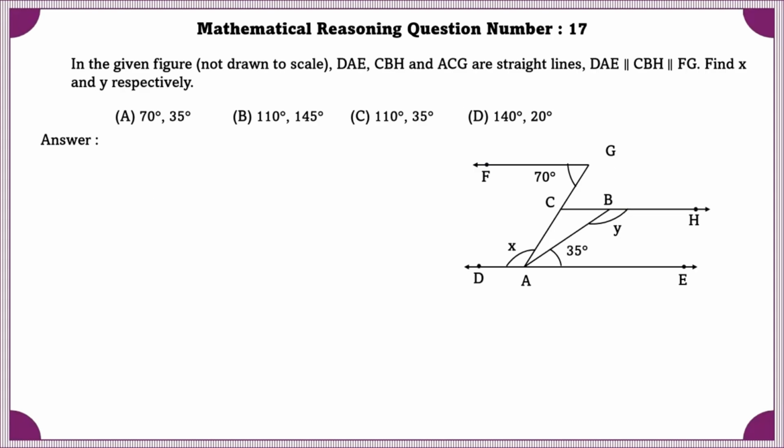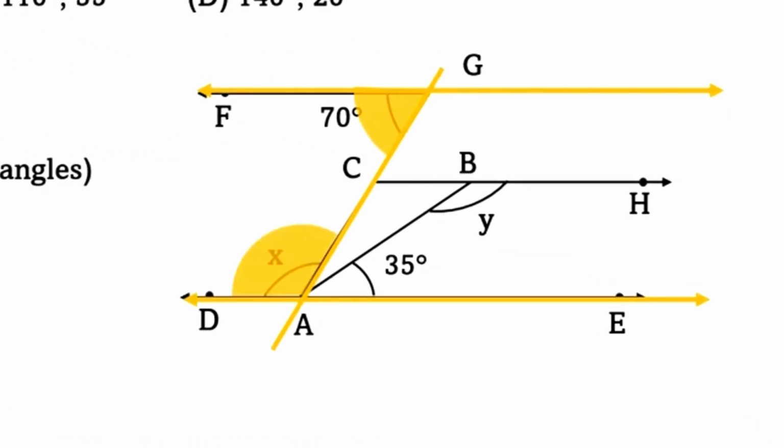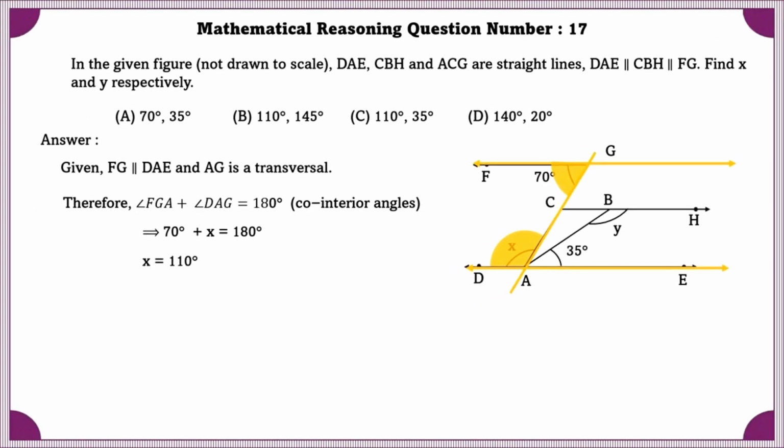Mathematical reasoning question number 17. In the given figure not drawn to scale, DAE, CBH and ACG are straight lines. DAE is parallel to CBH, which is parallel to FG. Find X and Y respectively. Given FG is parallel to DAE and AG is a transversal. Therefore, angle FGA plus angle DAG is equal to 180 degrees, that is co-interior angles. So we know that angle FGA is 70 degrees and angle DAG we can take as x, and solve, we will get x as 110 degrees.